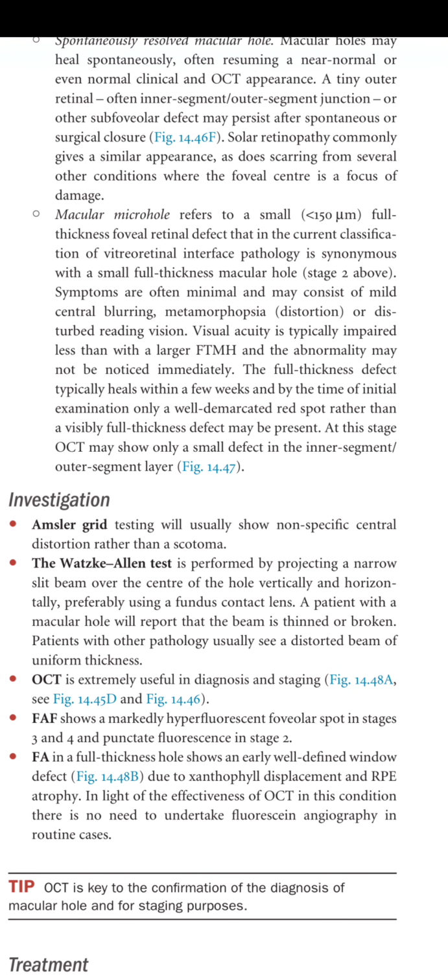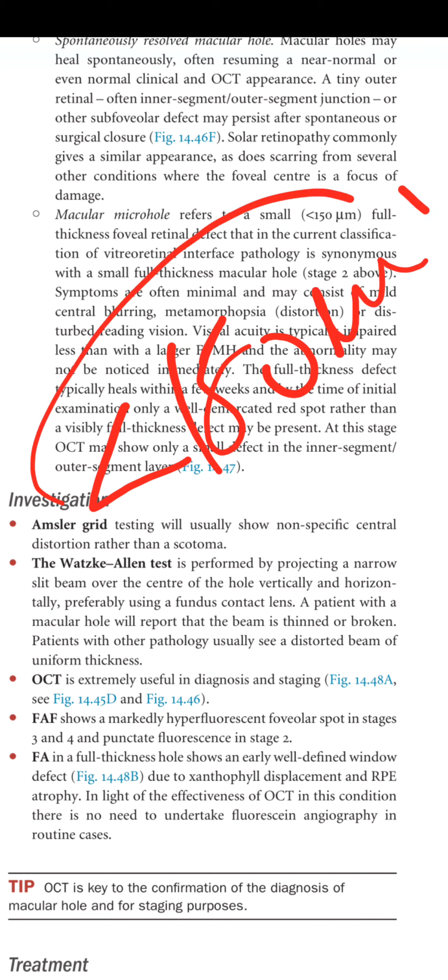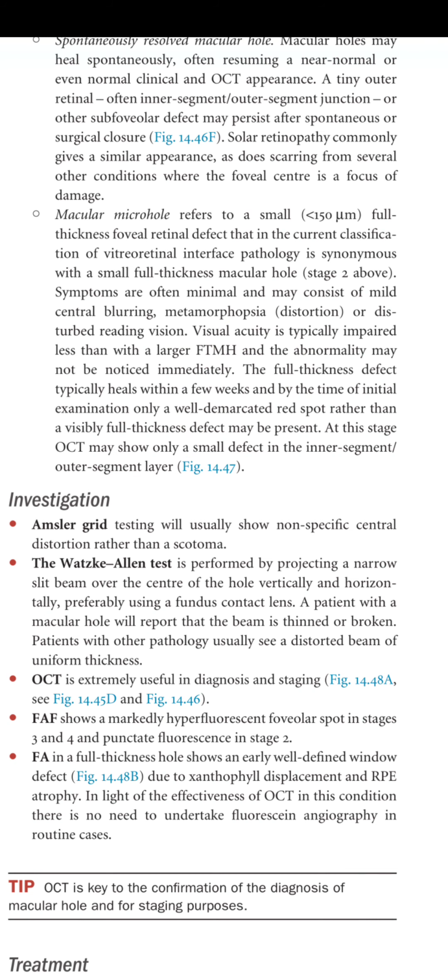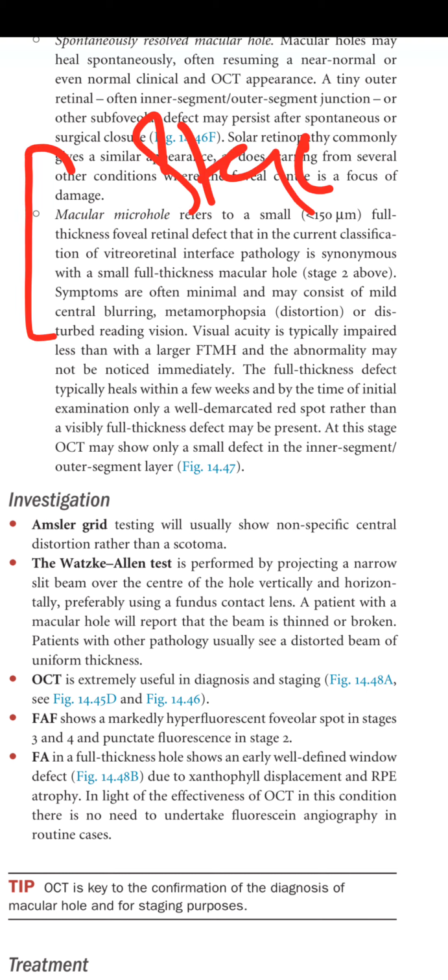Then there is a macular microhole, which refers to a hole that is less than 150 micrometer in diameter. A macular microhole refers to a small, less than 150 micrometer full thickness foveal retinal defect that in the current classification of vitreoretinal interface pathology is synonymous with the small full thickness macular hole, stage 2 above. Symptoms are often minimal and may consist of mild central blurring, metamorphopsia, or disturbed reading vision. So most of the time it is included in stage 2 because it is less than 400 micrometer in diameter.